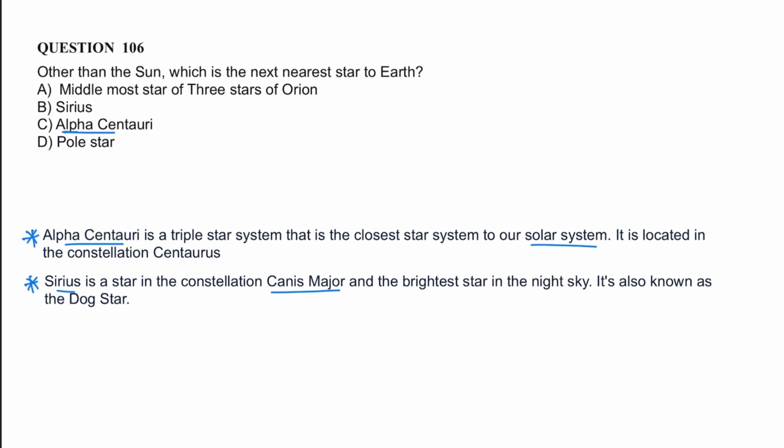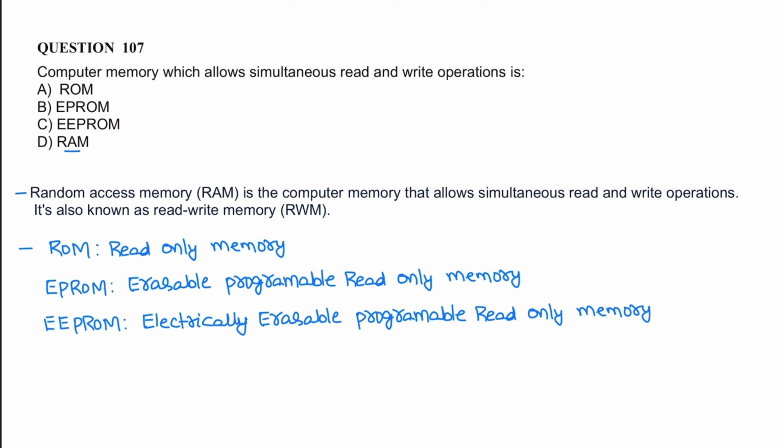Next question. The computer memory which allows simultaneous read and write operation is RAM. RAM is a computer memory that allows simultaneous read and write operations. It is also known as read write memory.